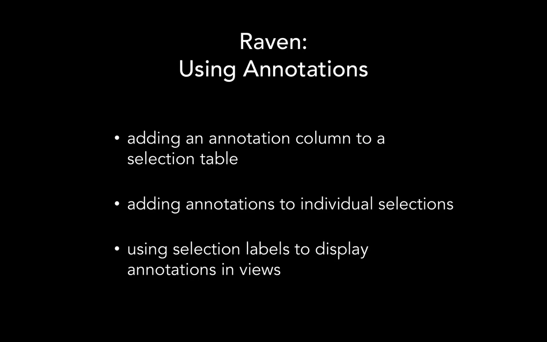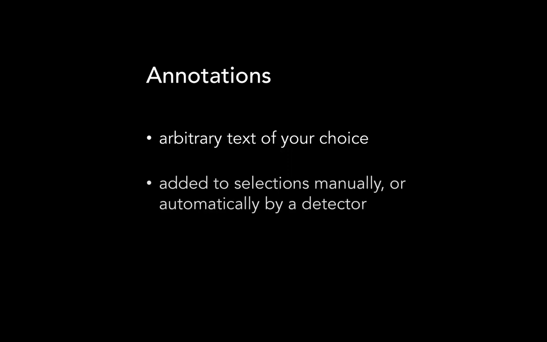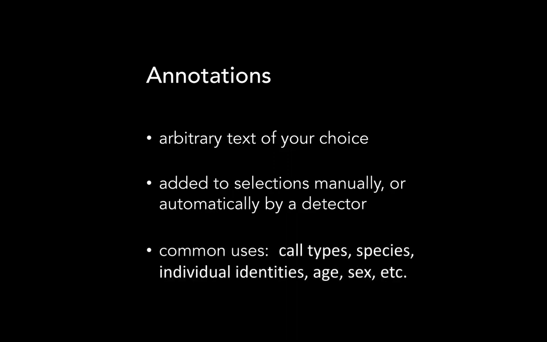In addition to measurements, which are numerical values that Raven calculates from the data in a view, Raven selection tables can include annotations. Annotations consist of text that can be entered manually or automatically by a detector. Annotations can be used to add any type of information you want to a selection. Common uses for annotations include indicating call types, species or individual identities, age, sex, or behavioral context of calling animals.